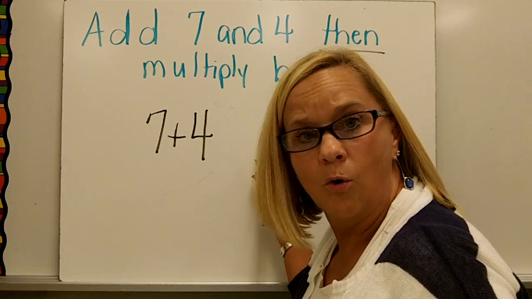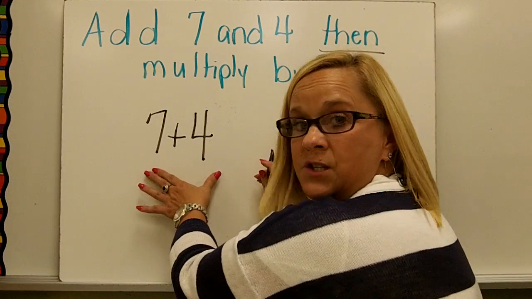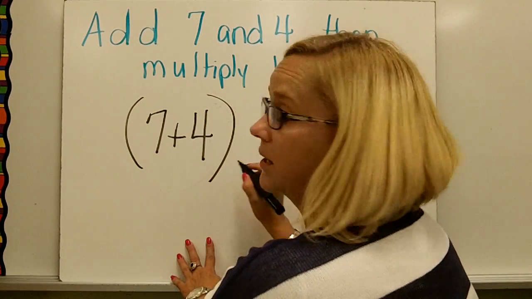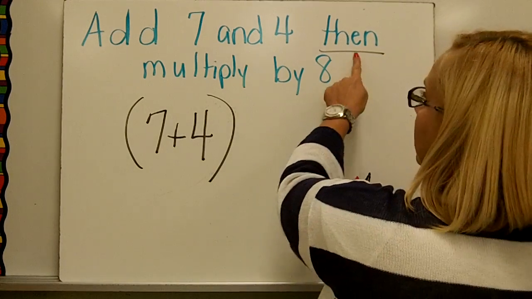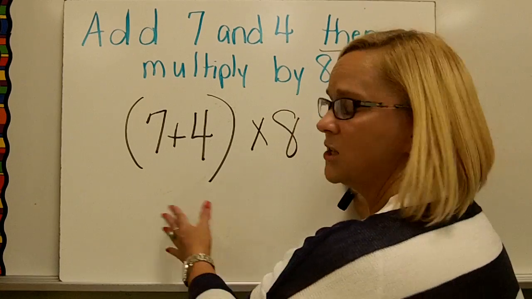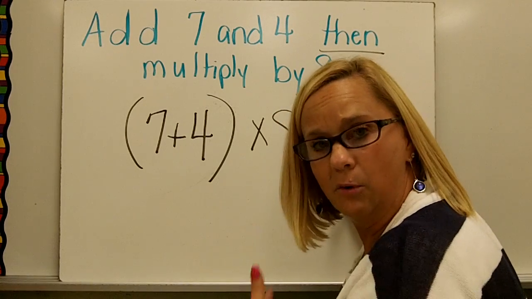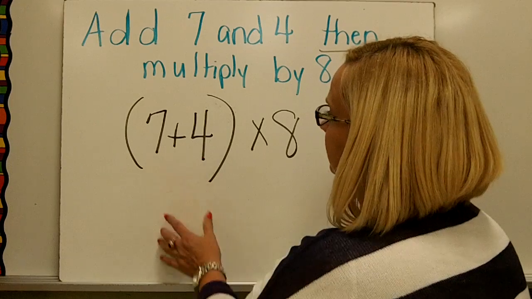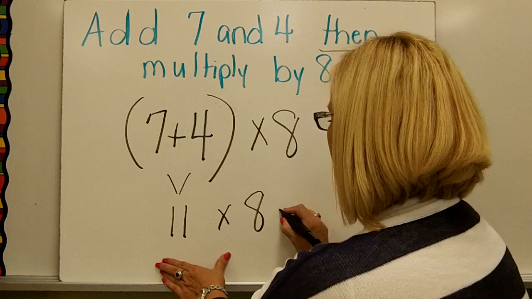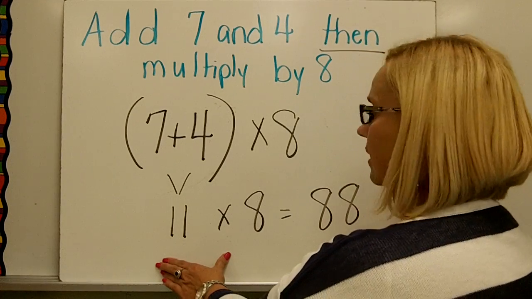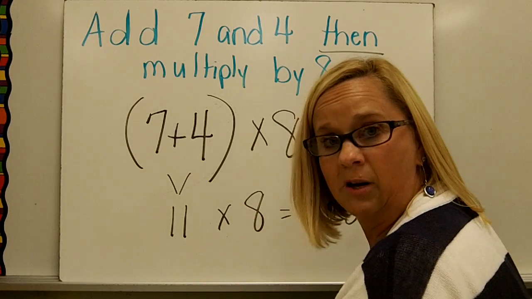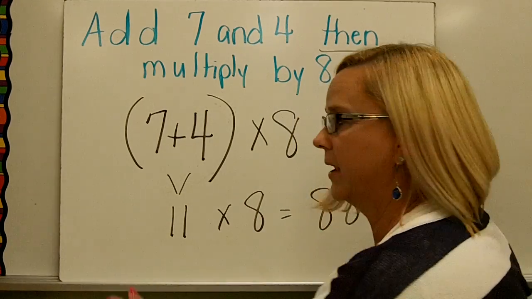Now we've been working with order of operations. I want to do this first. The first order of operations is to put that into parentheses, so I'm going to do that. Then I'm going to multiply by 8. And that's what my numerical expression looks like. Now, if I were doing my order of operations, I would say 7 plus 4 is 11. And then I would multiply that by 8. And my answer would be 88. So this is what I'm expecting students to do. Students, this is what we're working on in class. Parents, this is how you can help them at home.